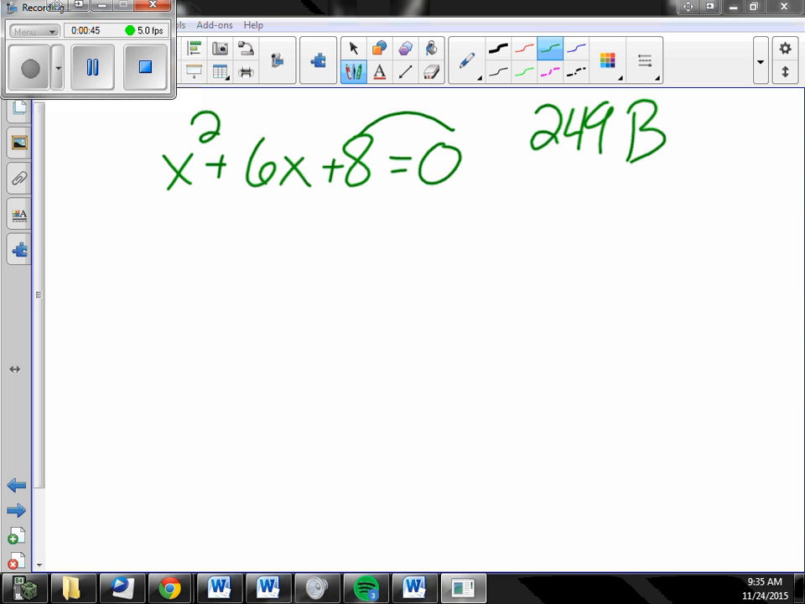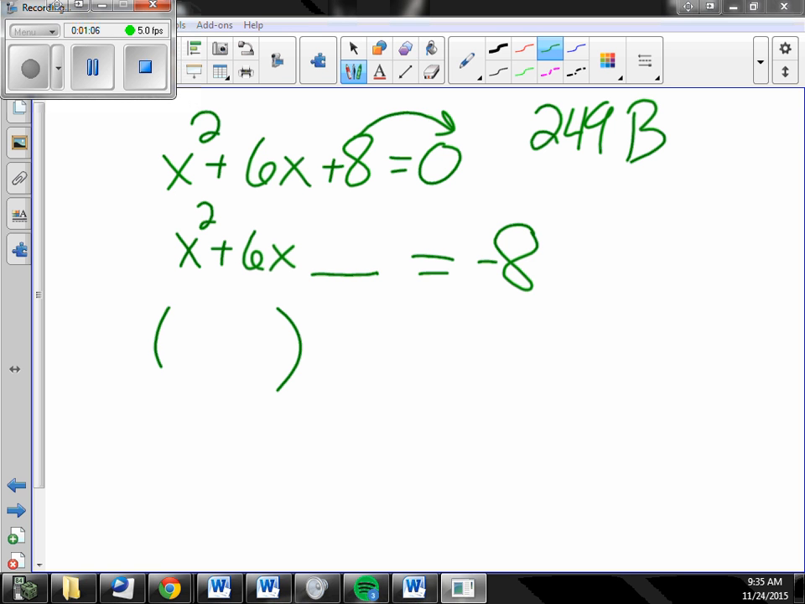We need to move that 8 to the other side. X squared plus 6x, leave a space, equals negative 8. And the basic idea of completing the square is you're going to turn the quadratic into a quadratic that has two identical roots. So if this piece of the quadratic has two identical roots, what would the roots be?